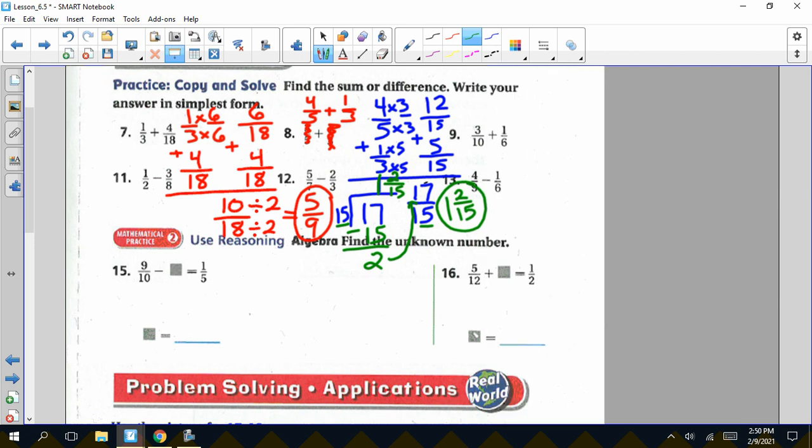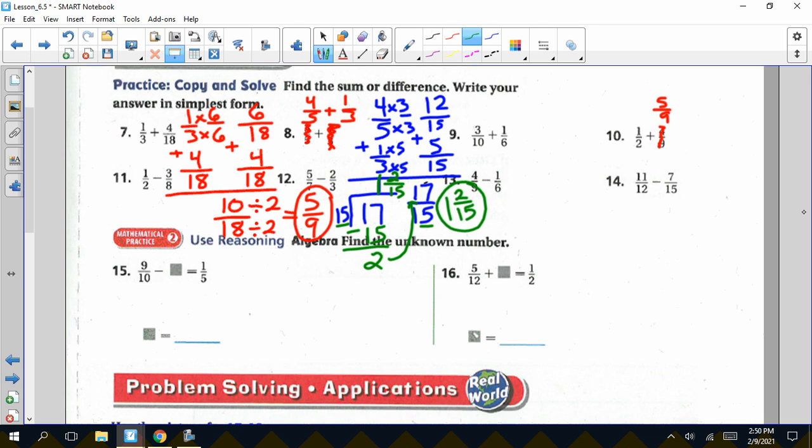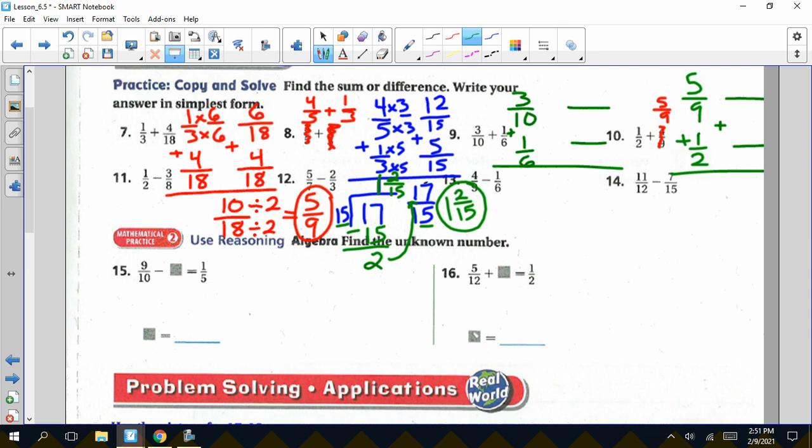Now, I want you to do number 9 and number 10, and I changed number 10 to 5/9. But I want you to take 3/10 plus 1/6, find a common denominator, and then add those together. And then over here, we're going to take that 5/9 plus the 1/2, find a common denominator. And then when you get done, this one, you will have to TIBO. So go ahead and press pause on these two fractions, solve them, and then press play when you're ready to reveal the answers.